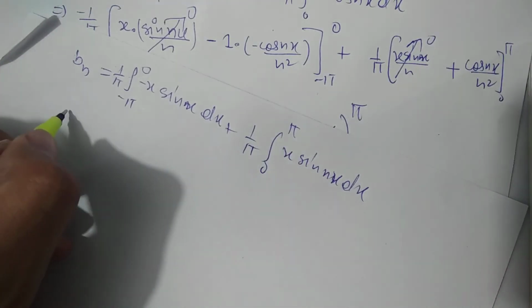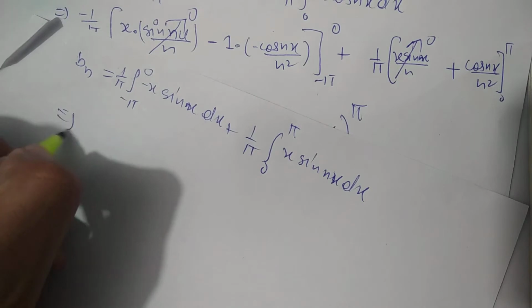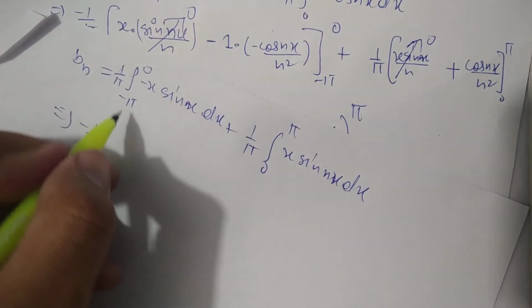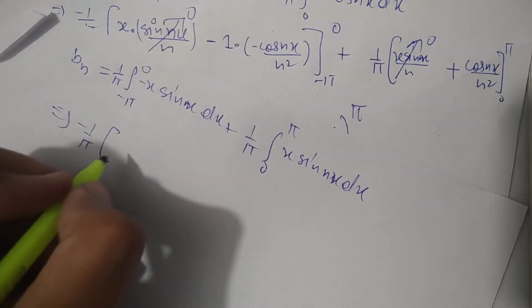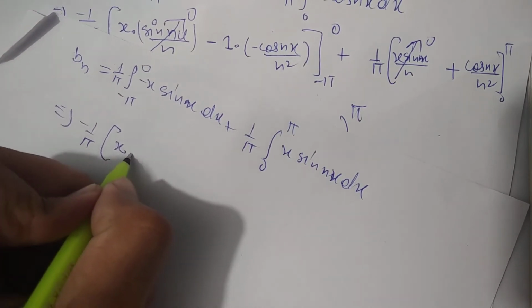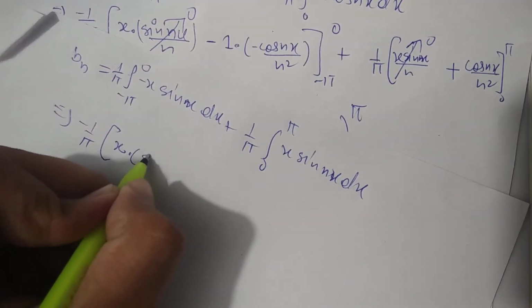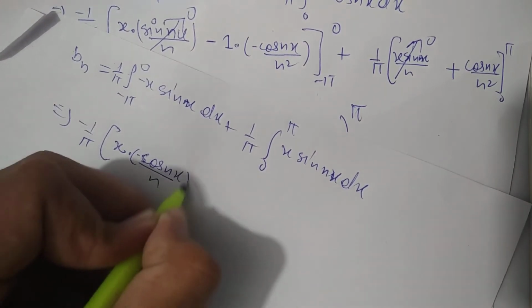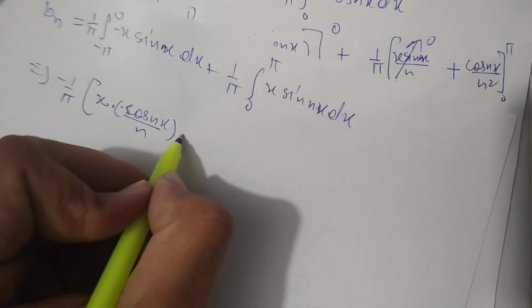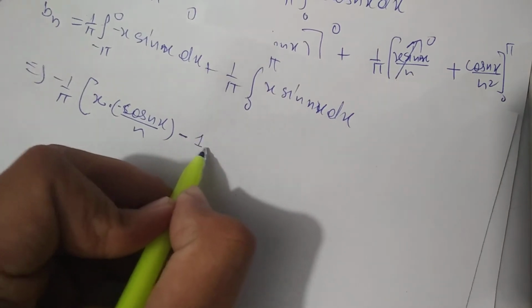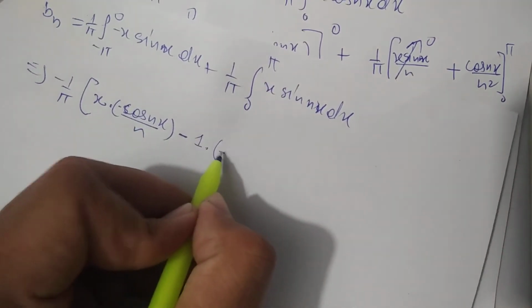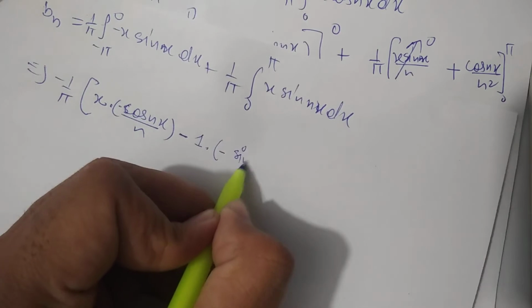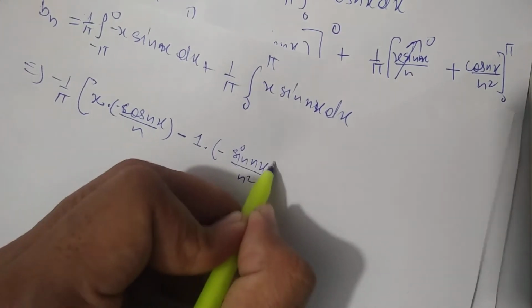Okay, so this value will turn into minus 1 by pi, and integration of x sin nx will be, x I will put same as it is, and integration of sin nx is minus cos nx by n. Now put minus over there, differentiation of x will be 1 only, and integration of minus cos nx will be sin nx by n, so by n square it will become.